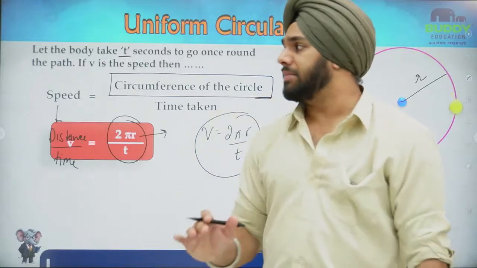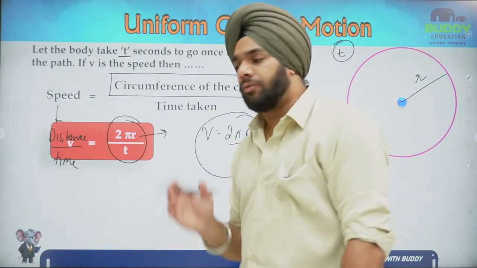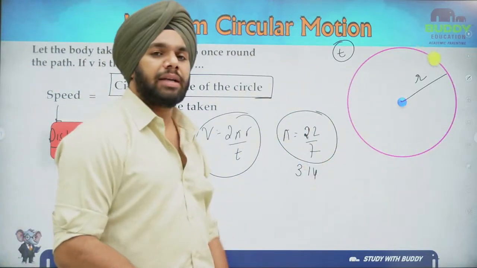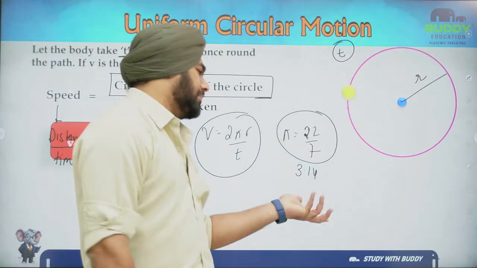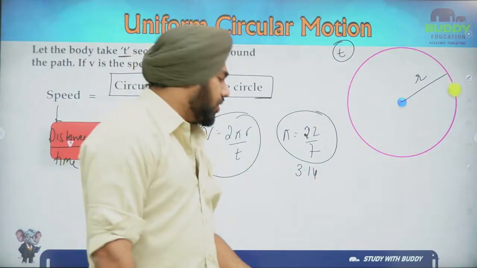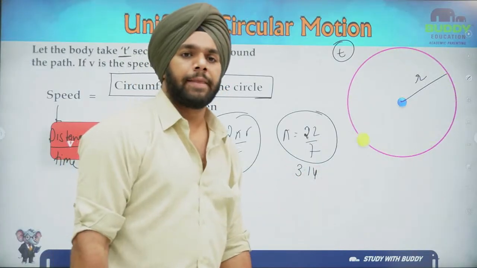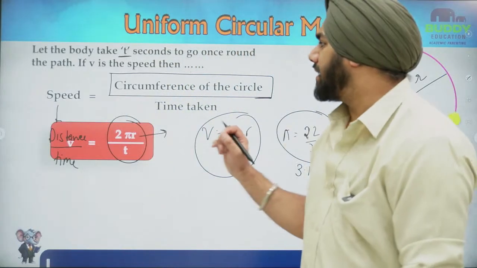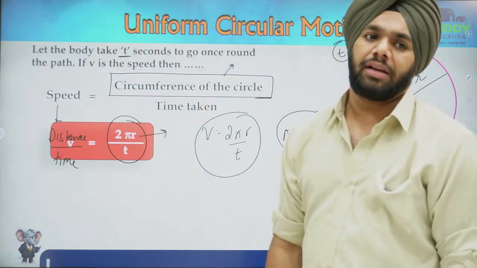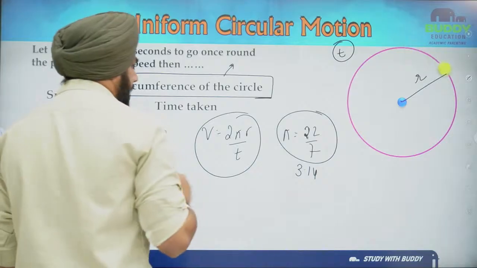But again I am saying, if we have to follow the rules, mathematically and according to what physics says, then you should only follow pi is equal to 22 by 7. Sometimes they ask you to take 3.14, because mathematical values get easier. So the speed of the particle can be found from the circumference of the circle upon time taken. If the time taken is t, let me give you one example here.